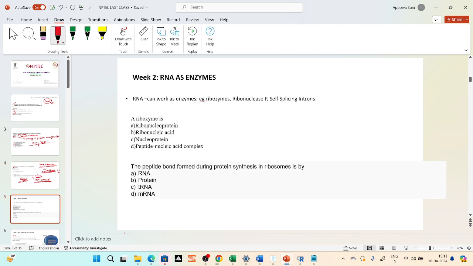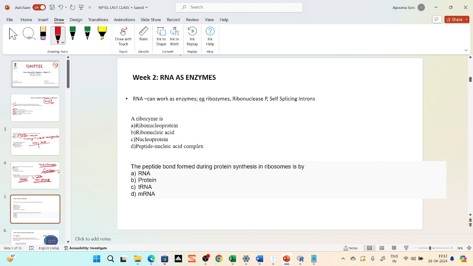Okay, so next we come to week 2. In week 2 we have learned that RNA can also function as enzymes. In the first week we studied the basics, the RNA world, what is the meaning of RNA world, how this term was coined, and what are the different functions of RNA in our body. In week 2 we'll be dealing with the function of RNA as an enzyme. So RNA can work as an enzyme.